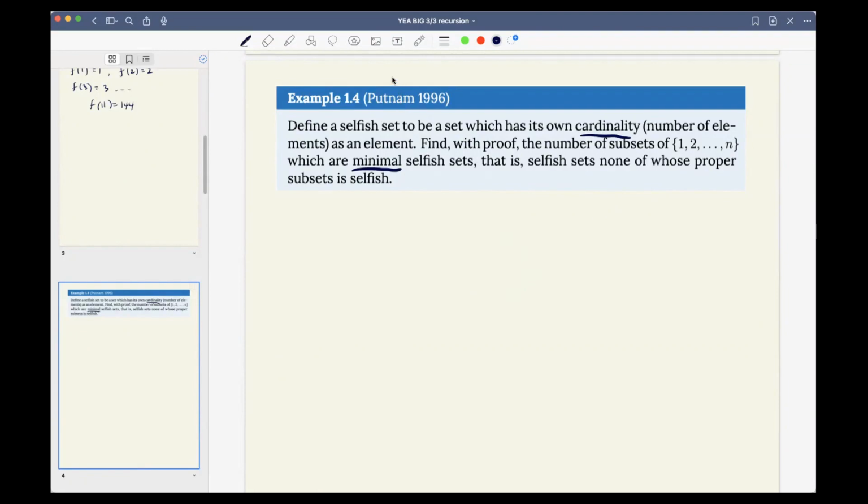So this one's a little bit harder. So I'll give you guys like 1.5 minutes to think first. But yeah, again, try to think about casework and how you can relate to the smaller sets.